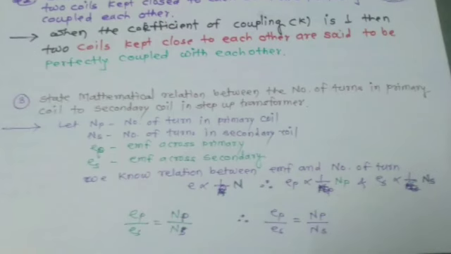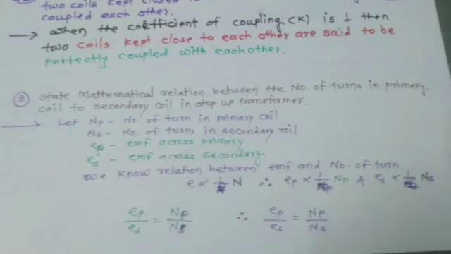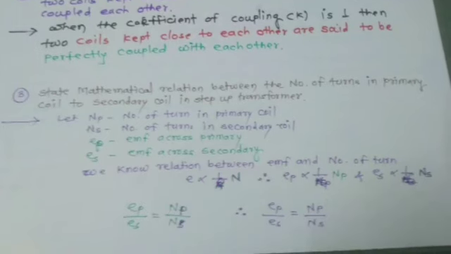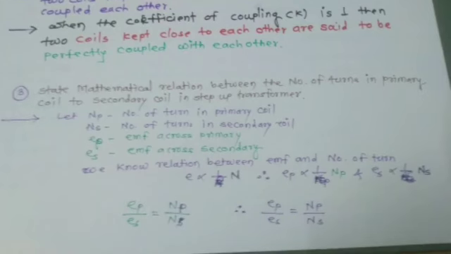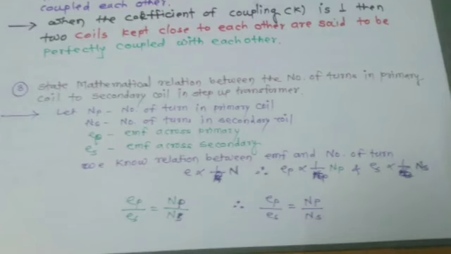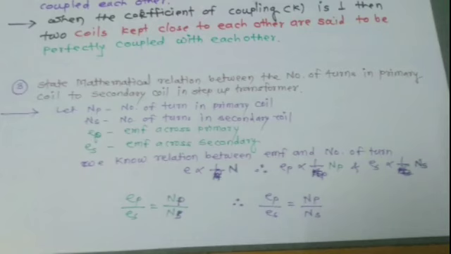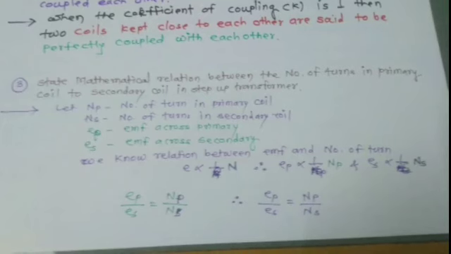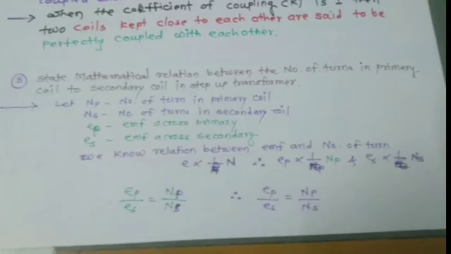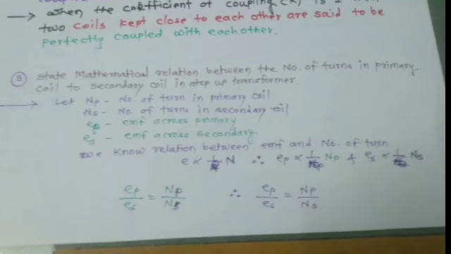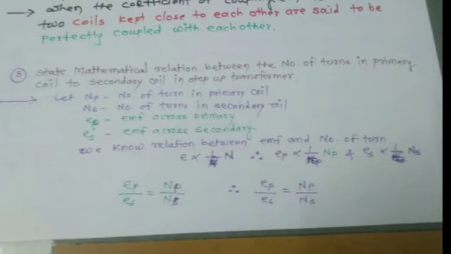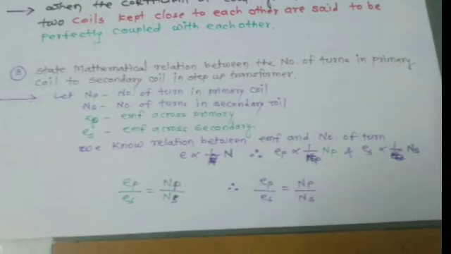State the mathematical relation between the number of turns in the primary coil and the secondary coil in a step-up transformer. Let NP be the number of turns in the primary coil, NS the number of turns in the secondary coil, EP the EMF across the primary, ES the EMF across the secondary. We know the relation between EMF and number of turns, that is EMF is directly proportional to number of turns. So EP is directly proportional to NP and ES is directly proportional to NS. Therefore, EP upon ES is equal to NP upon NS.